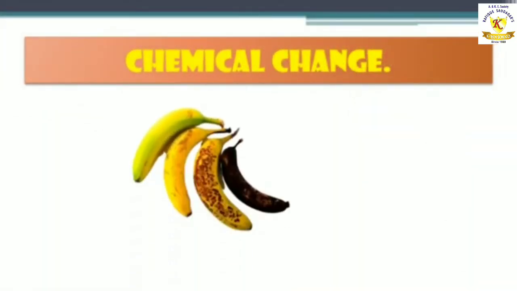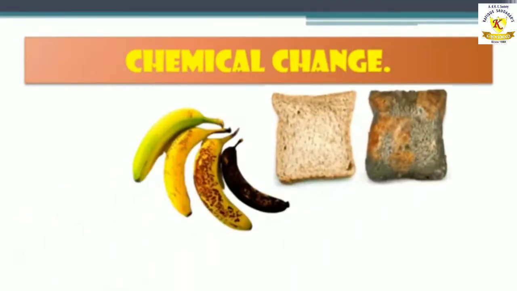Let's see some other observations or some other examples. Here you can see a raw banana, which is ripening slowly. There is a chemical change happening here. A raw banana is changing to a ripened one.